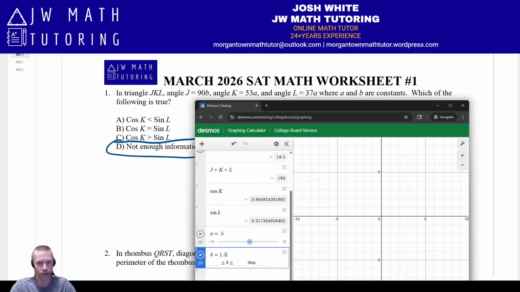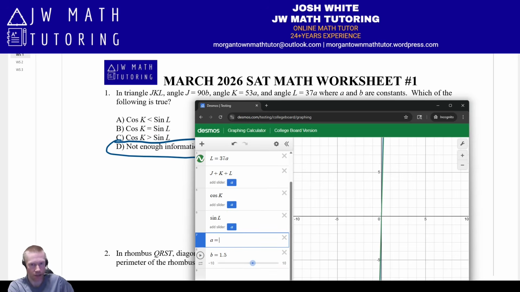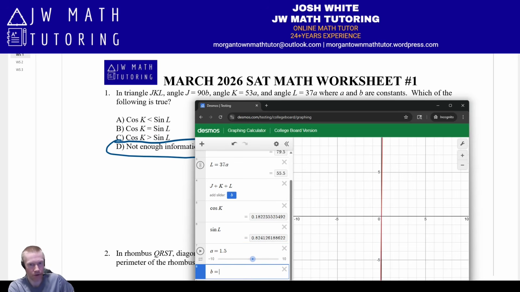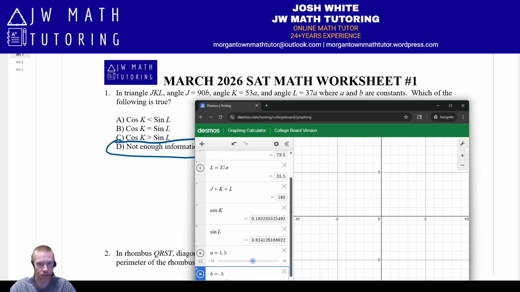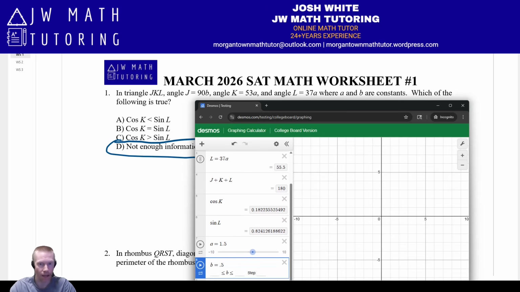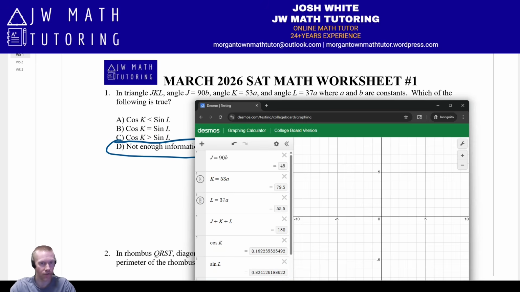And lastly, just to show you, and you wouldn't need to do this on the test, say I make A 1.5 and B 0.5. Notice it now changes the measures of the angles. However, they still add up to 180. And now sine L is greater than cosine K, or in answer choice A, it's technically cosine K less than sine L. So you can find values for A and B which will meet all three cases. Therefore, the correct answer is D.